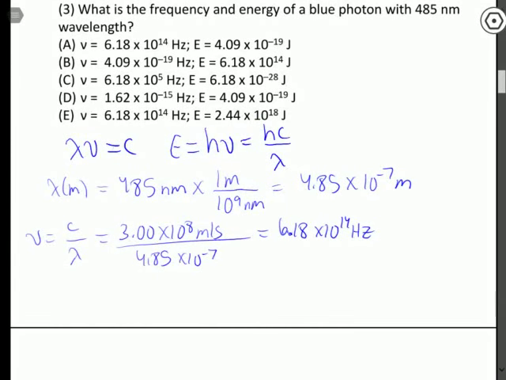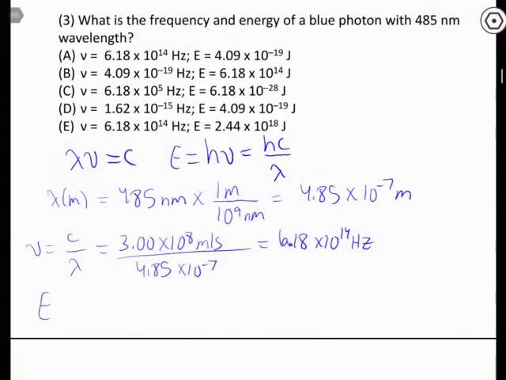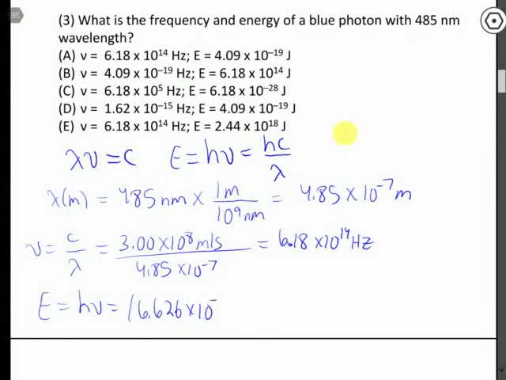Remember, we have inverse seconds. So hertz is inverse seconds, this is the equivalent unit. And then for the energy, we can either use h nu or hc over lambda. We just found nu, so it will be a slightly easier operation to use that directly to find the energy. So we take that number times h, which is another fundamental constant.